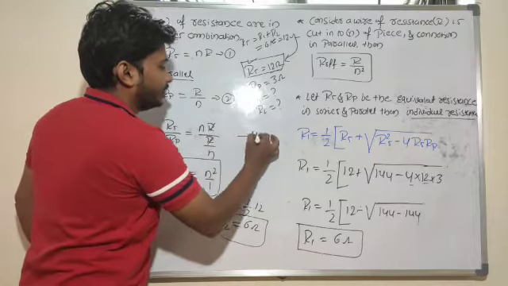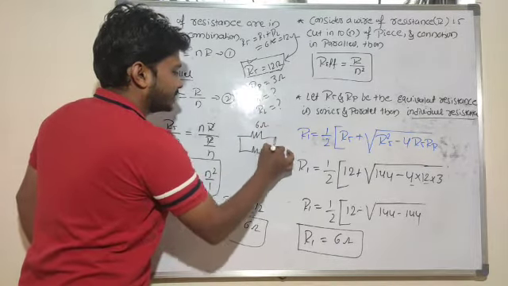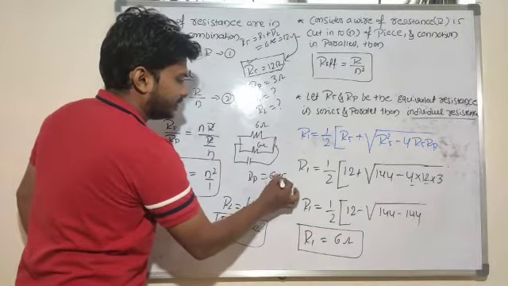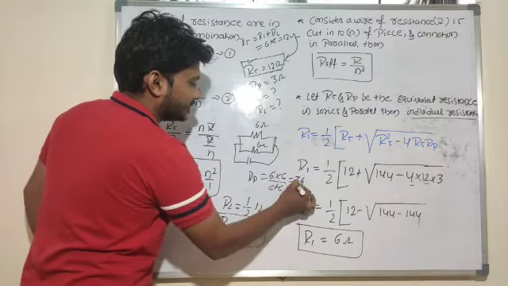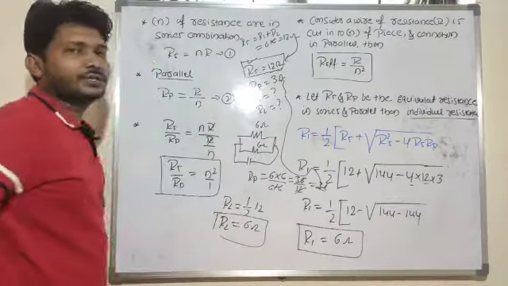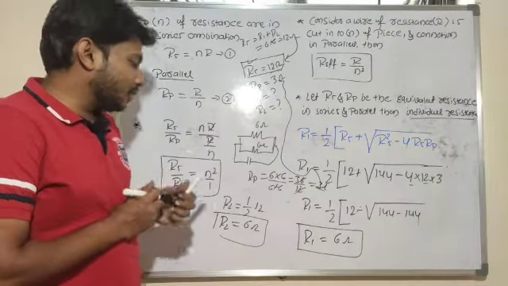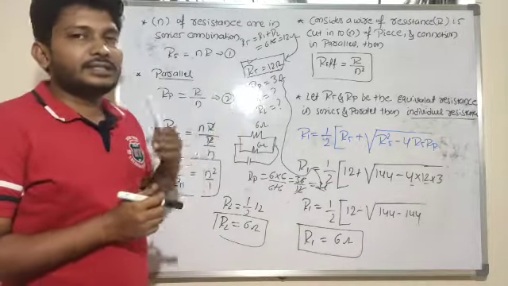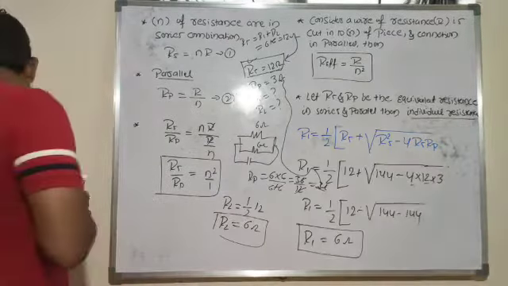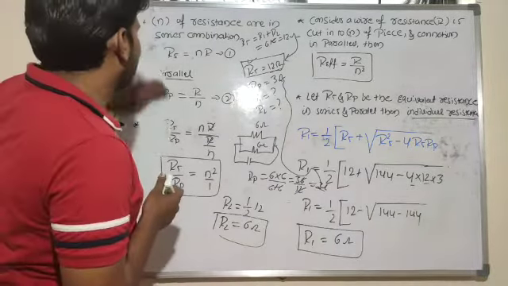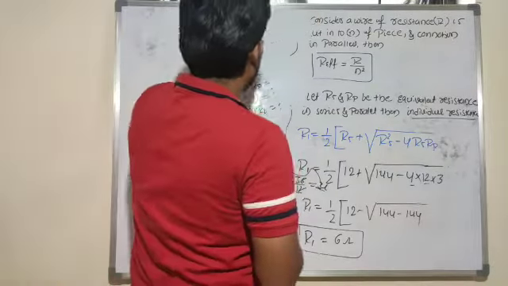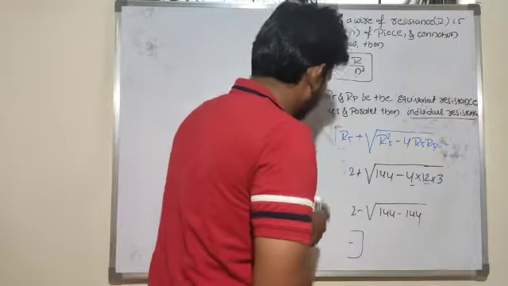In parallel combination, if you connect 6 ohm and 6 ohm resistance in parallel, R of P is equal to what? 6 into 6 divided by 6 plus 6, 36 divided by 12. So that is 3 ohm. So 6 ohm and 6 ohm resistance, if you connect in series combination, you will get 12 ohm. If you connect in parallel combination, you will get 3 ohm resistance. So this is the way to calculate the individual resistance if they give the effective resistance in series and parallel combination. So let me look at the next one.